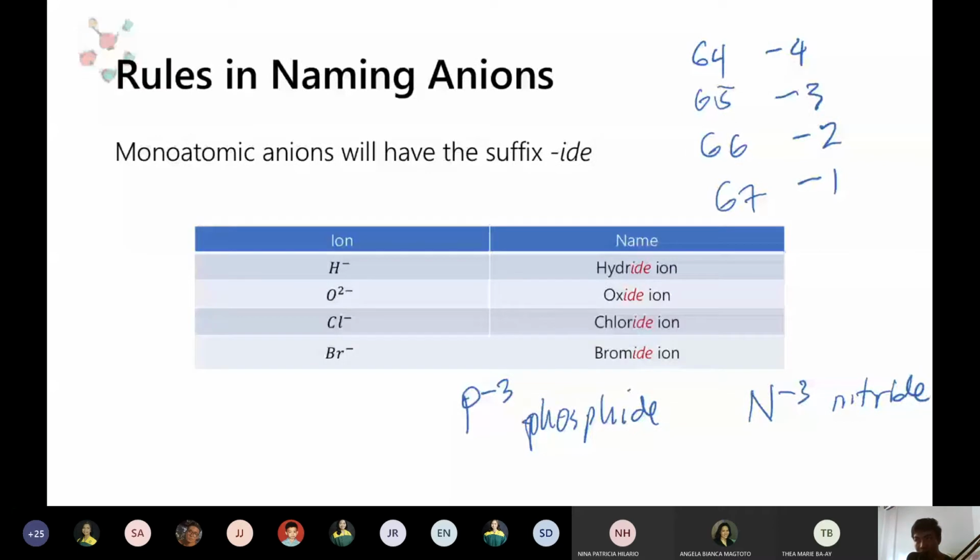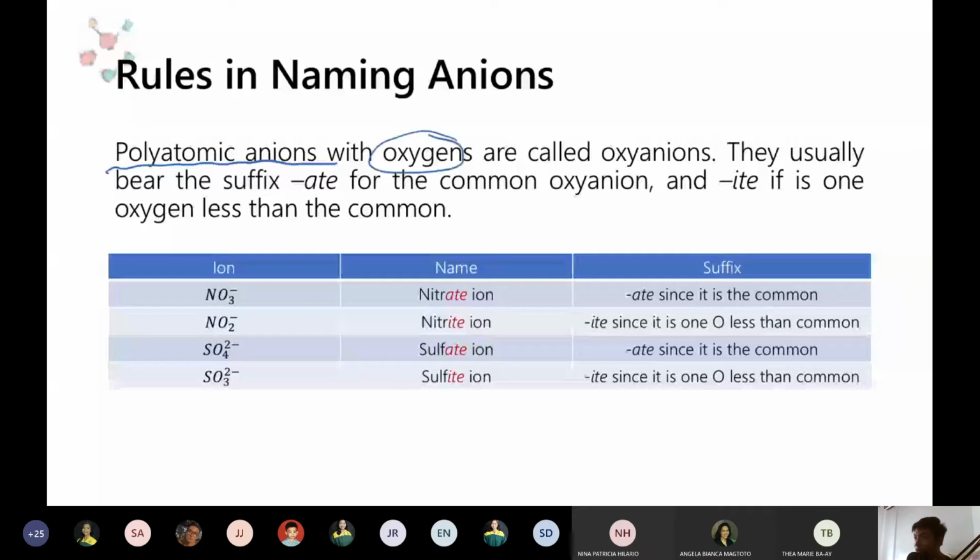Punta tayo ng second rule. Second rule pertains to polyatomic anions, especially with oxygens. When you say polyatomic anions, maraming atom, hindi lang isa. Pwedeng dalawa, pwedeng tatlo, pwedeng apat, depende sa trip ng molecule. The first category of polyatomic anions is the anions with oxygen. We call them oxyanions.